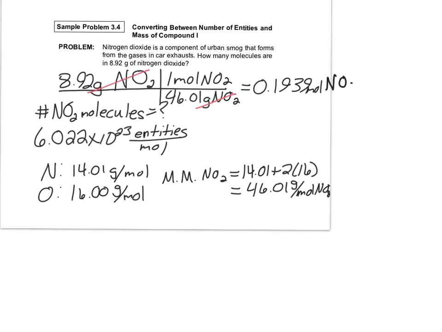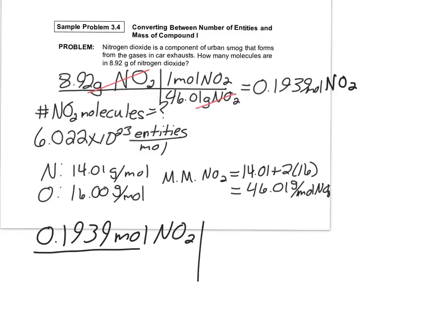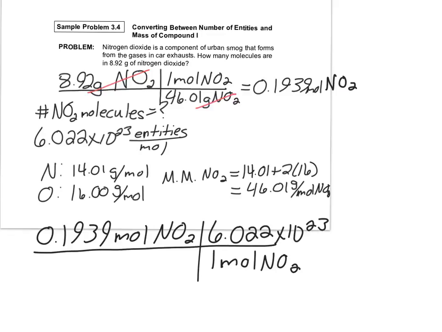So I need a little more room to write here. Moles of NO2. And now I'm going to bring that down here and start another T. So 0.1939 moles NO2. Now I can use Avogadro's number, right? Because it'll get me from moles to the number of things, which is what this question's asking for, right? The number of NO2 molecules. And so Avogadro's number tells me that in 1 mole of NO2, there are 6.022 times 10 to the 23 entities, our entities here being NO2 molecules. Okay, so let me extend my T there.